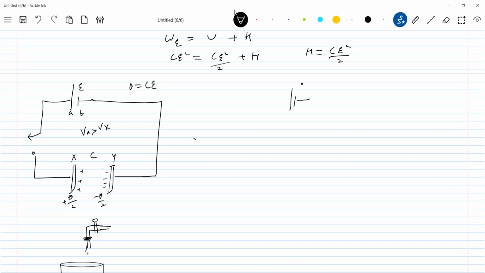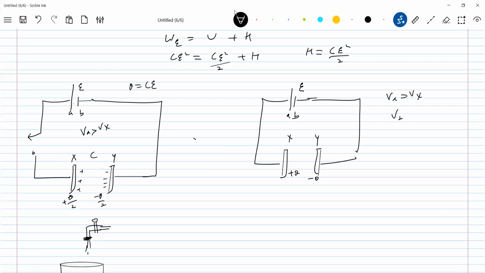We get a situation like this. Plus Q, minus Q, plate X, Y, this is AB. So here VAB equals VXY equals, finally.